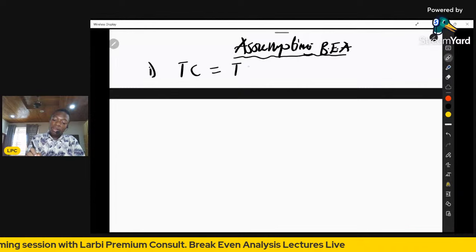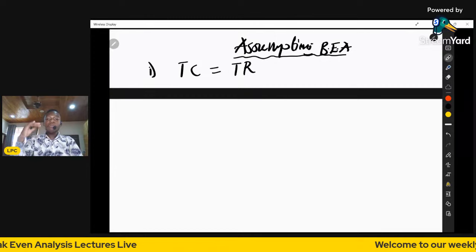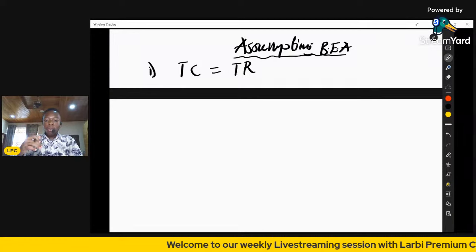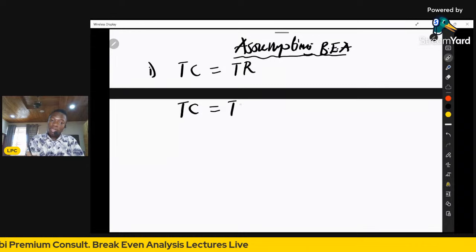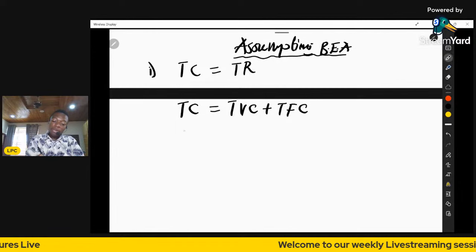That is the first takeaway that you need to know: in break-even analysis, our total cost is equal to our total revenue. What is our total cost? We said total cost is the composition of total variable cost plus total fixed cost. I hope you remember that. And total revenue is also the composition of our output.